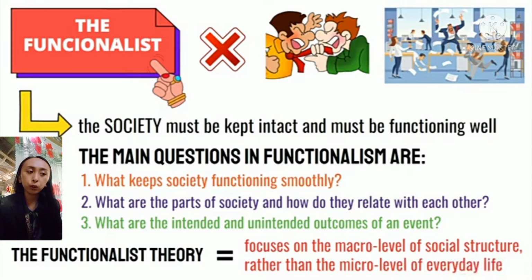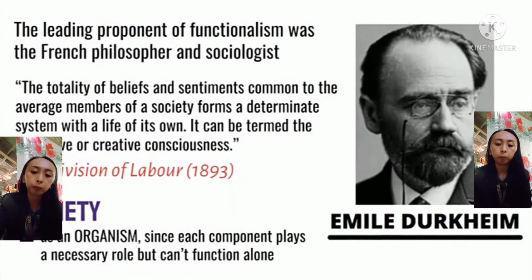The main questions in functionalism are: what keeps society functioning smoothly? What are the parts of society and how do they relate with each other? What are the intended and unintended outcomes of an event? So the functionalist theory focuses on the macro level of social structure rather than the micro level of everyday life.